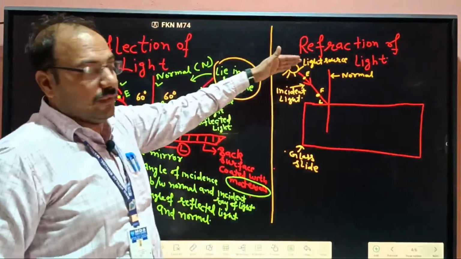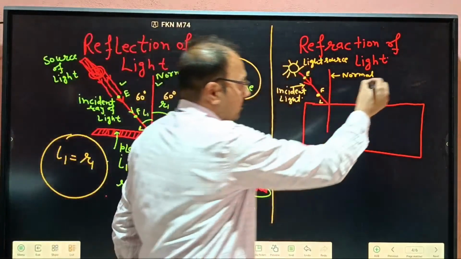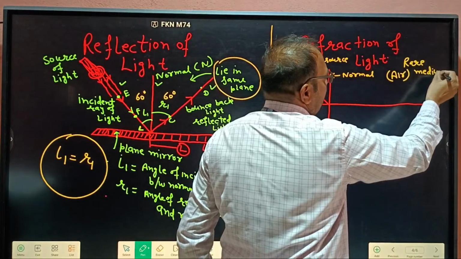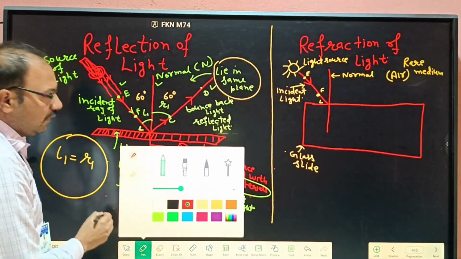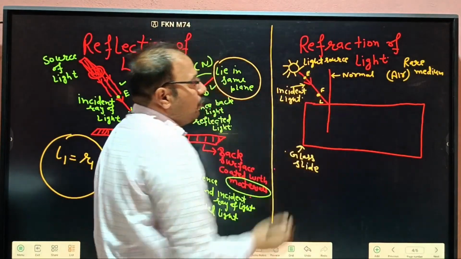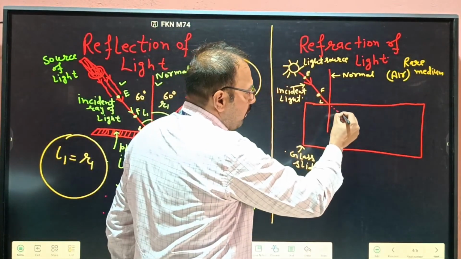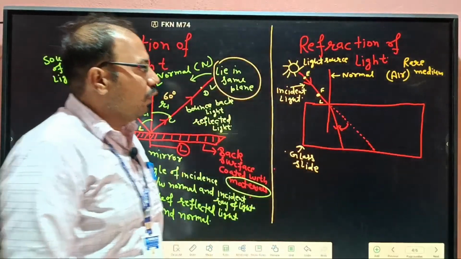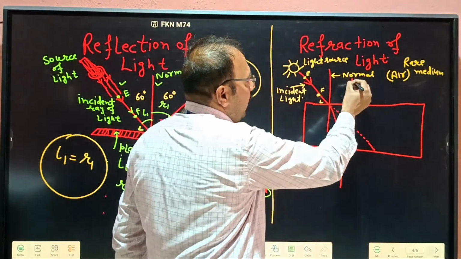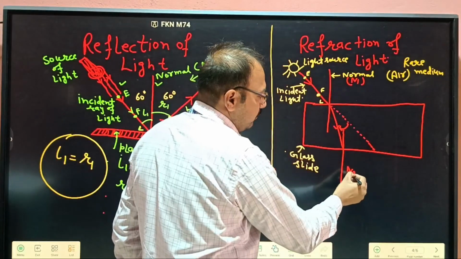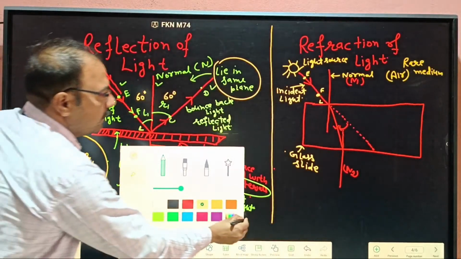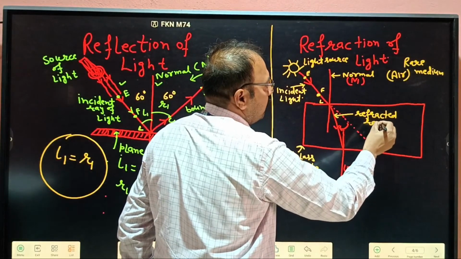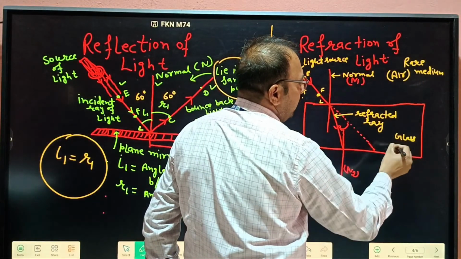Okay, so what happens when light comes from the source from point L? What is here? Air. So this is an air medium, and this is known as the rarer medium. So what happens? Light goes from here to here. When light goes from air to glass, it bends toward the normal from its original path. Here we draw another normal, this is normal N1. Here we draw another normal N2. So this ray is the refracted ray, and this is glass. This is known as denser medium.